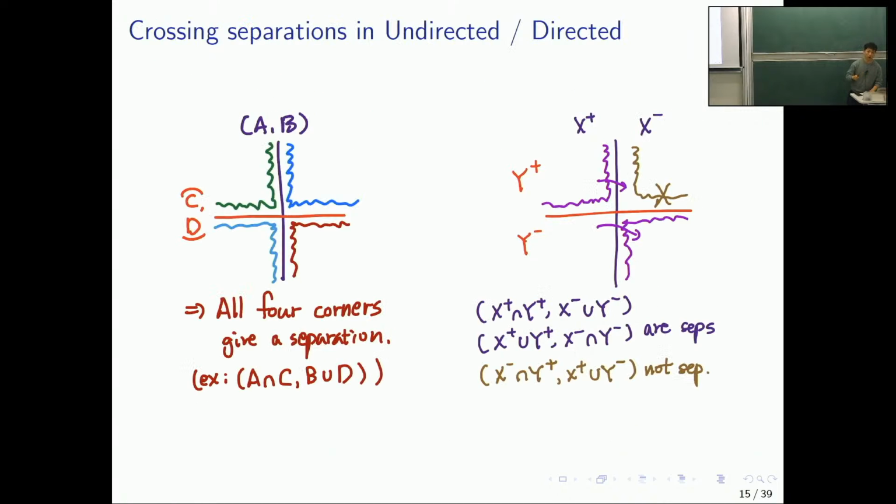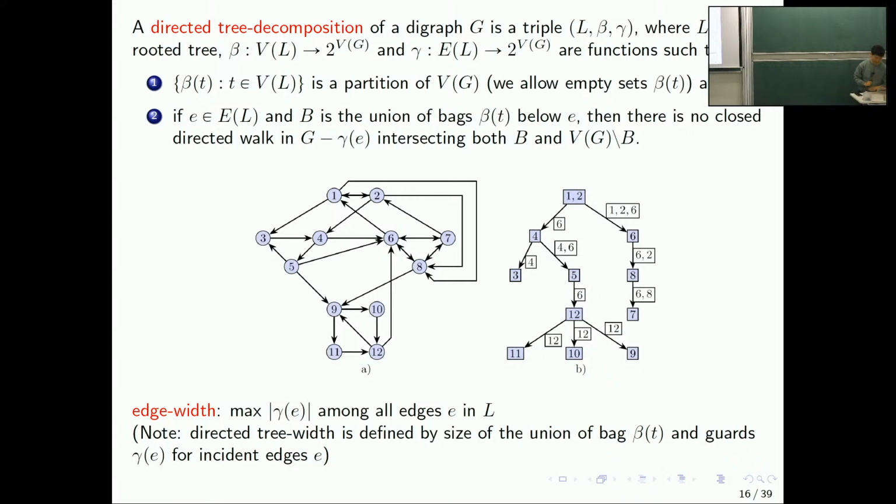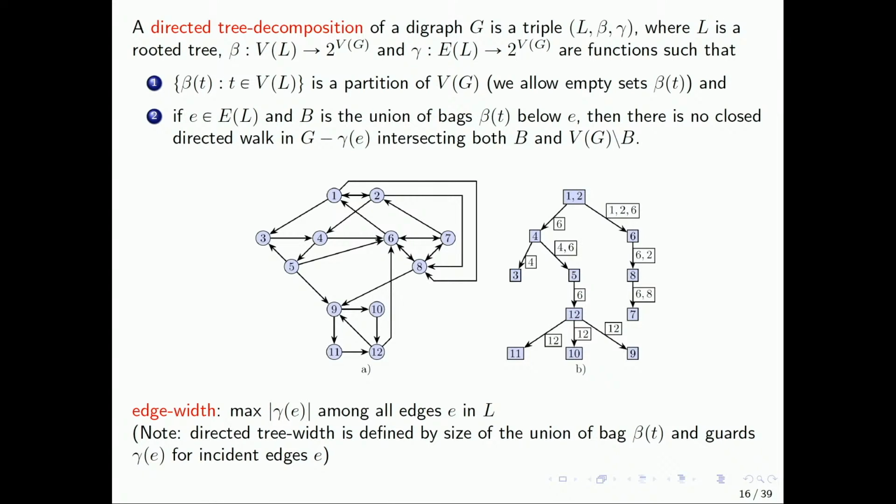Yeah. So before going to state our main result, I would like to explain the directed tree decomposition. Maybe too specific, but I will give it to you briefly. So this is an example where you have a digraph, and this is a directed tree decomposition where you have a rooted tree L, and then two functions beta and gamma, where beta assigns the vertices of the graph to nodes, like an undirected tree decomposition. And gamma is the assignment of vertices to the edges of the tree.